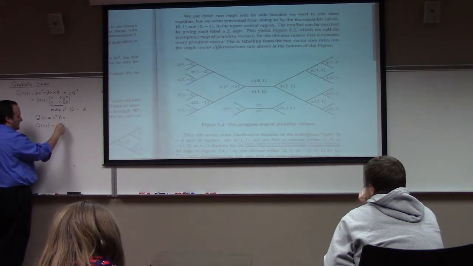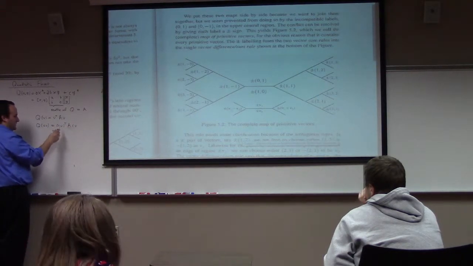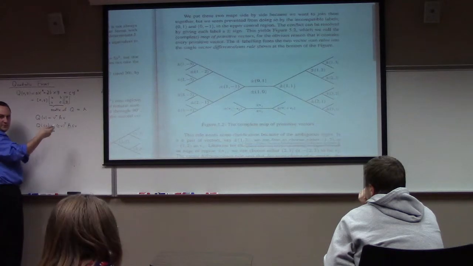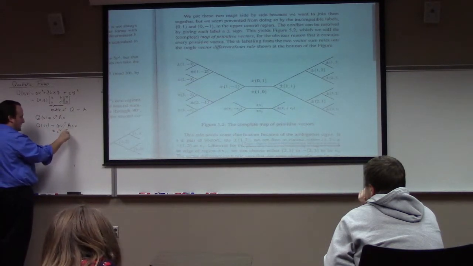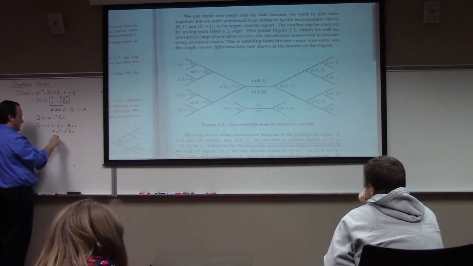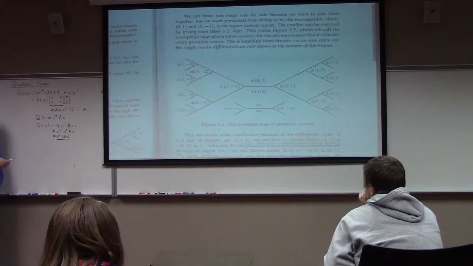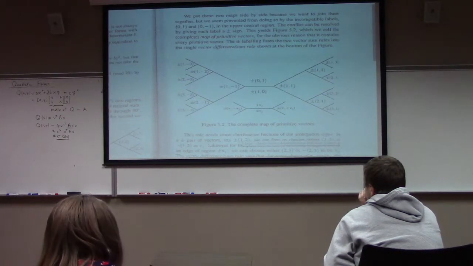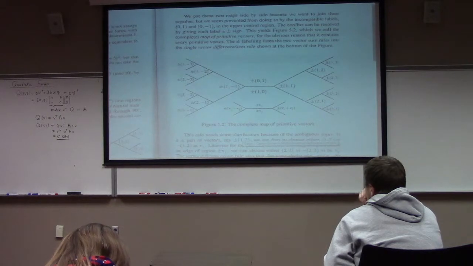CV transpose times A times CV. Properties of matrix multiplication: if I've got a number, it just pulls out. So I get C squared V transpose A V, but that's C squared times Q of V. So if you multiply both of the inputs by a number, it pulls out the square of the number.